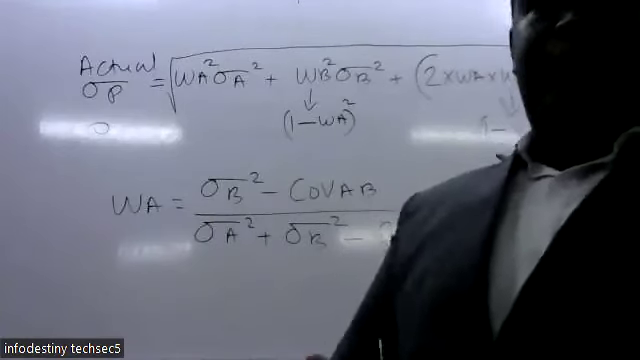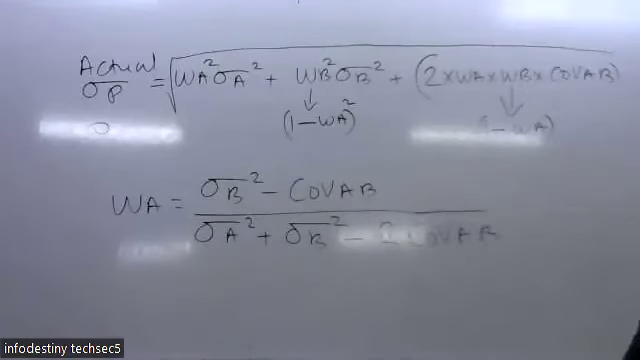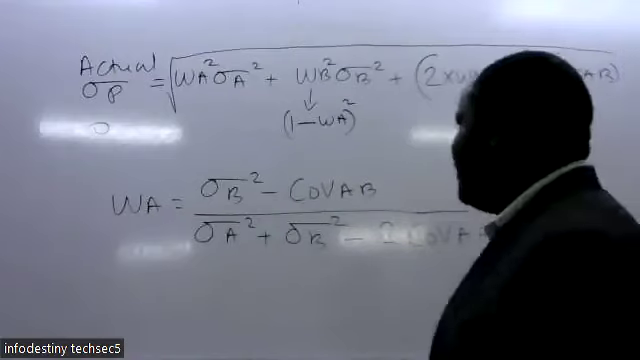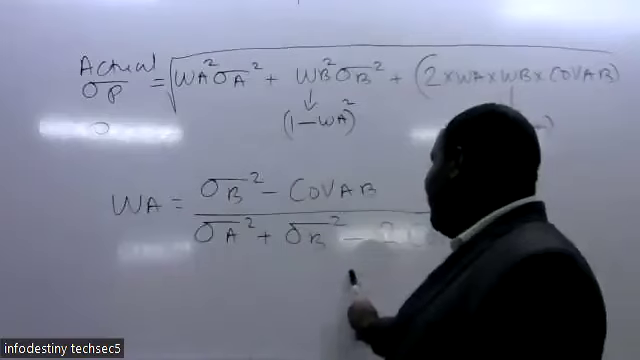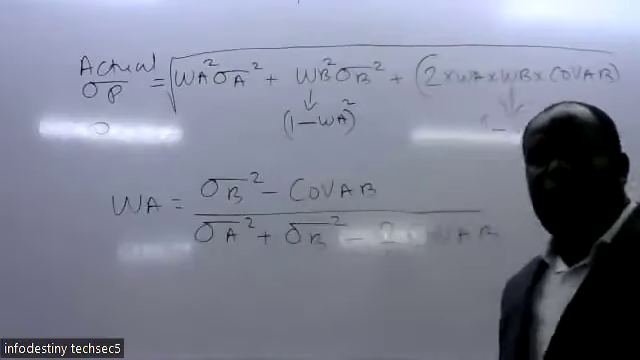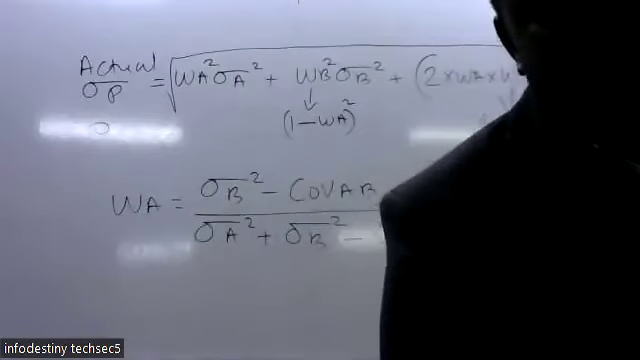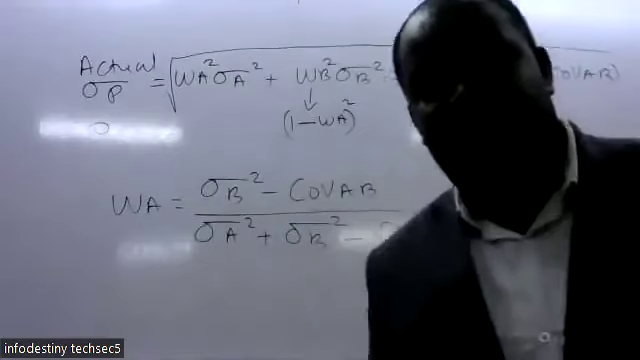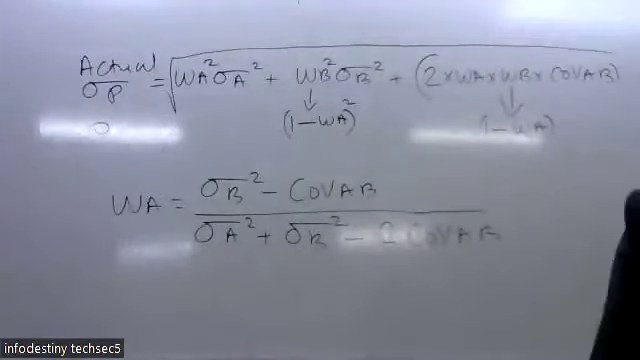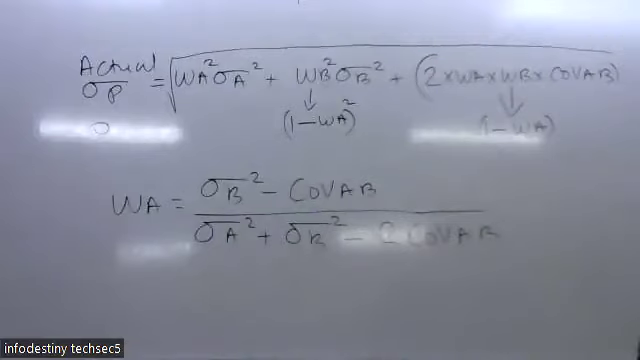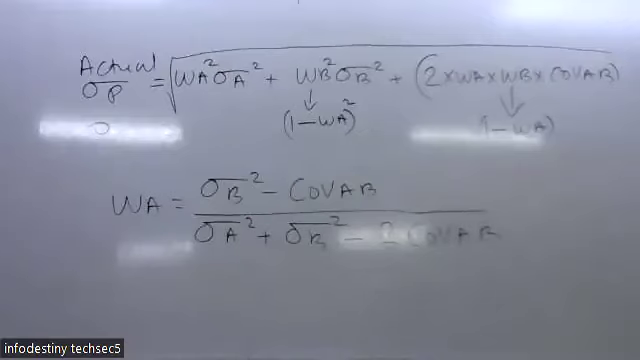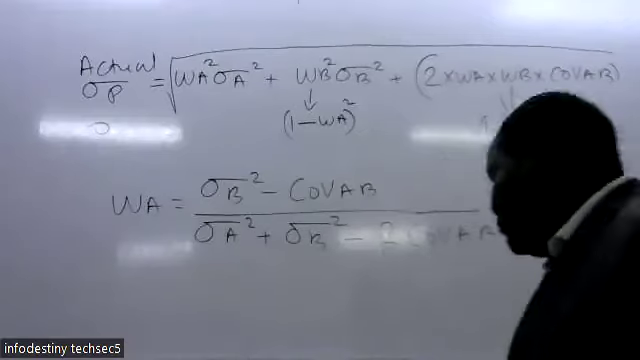So that should be the formula you will be using, just in case they would like you to get the weight. That requires you to calculate the variance for A, the variance for B, and also the covariance between A and B. So you start off with calculating expected return for A, also expected return for B, in order to enable you to calculate the variances for the two.